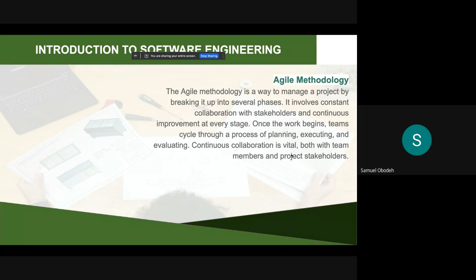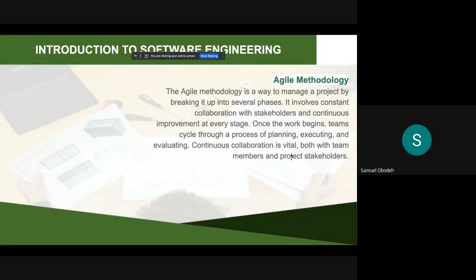Now, the Agile methodology is a way to manage a project by breaking it up into several phases. It also involves, now I'm reading from the screen so you can see what's on your screen, constant collaboration with your stakeholders. Then you have to continuously improve at every stage. So once the work begins, the team cycles through the process of planning, executing, and evaluating. Now, this is very key.